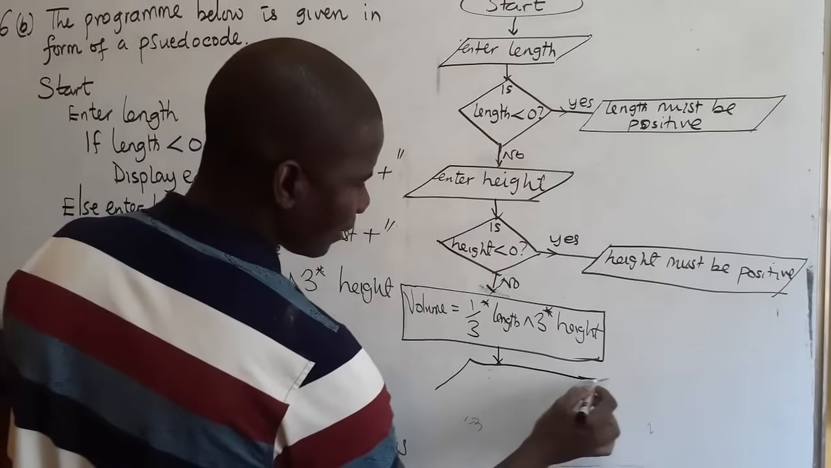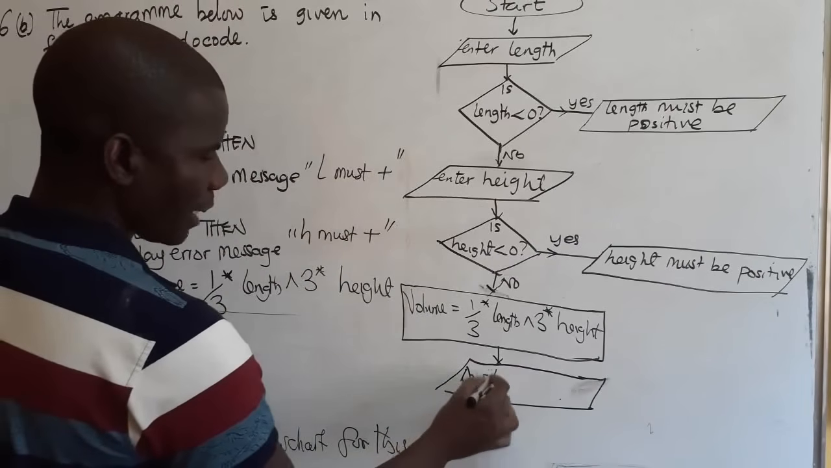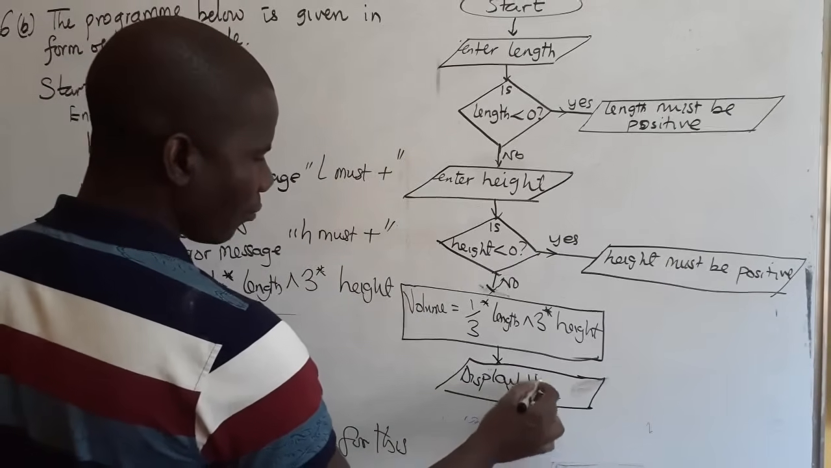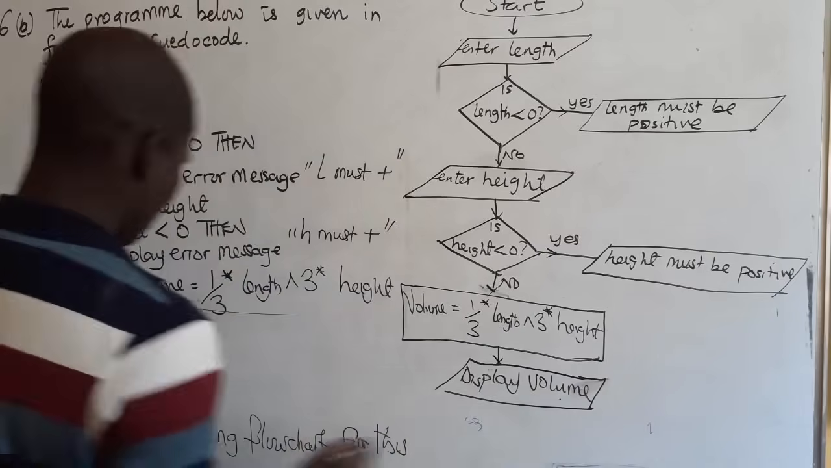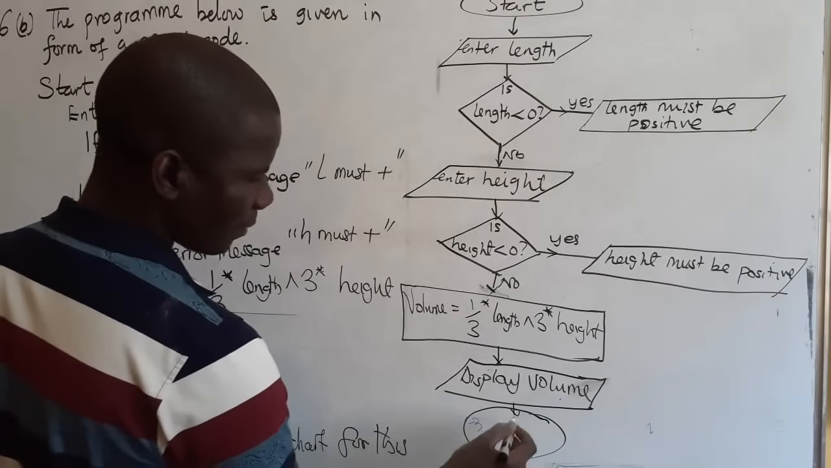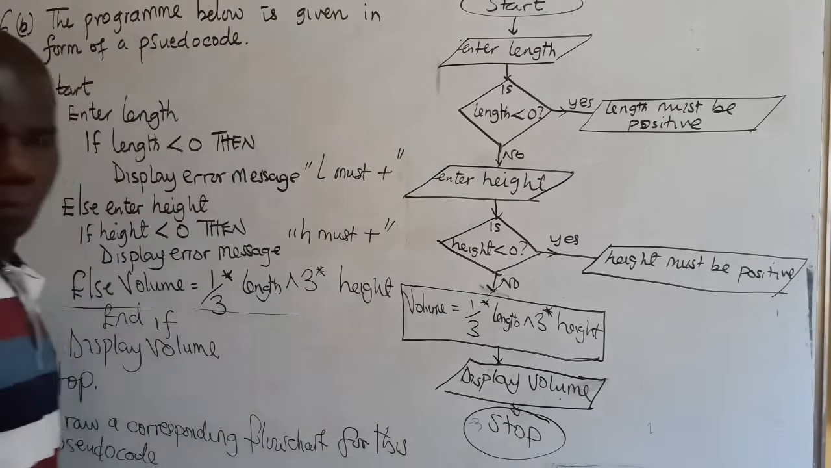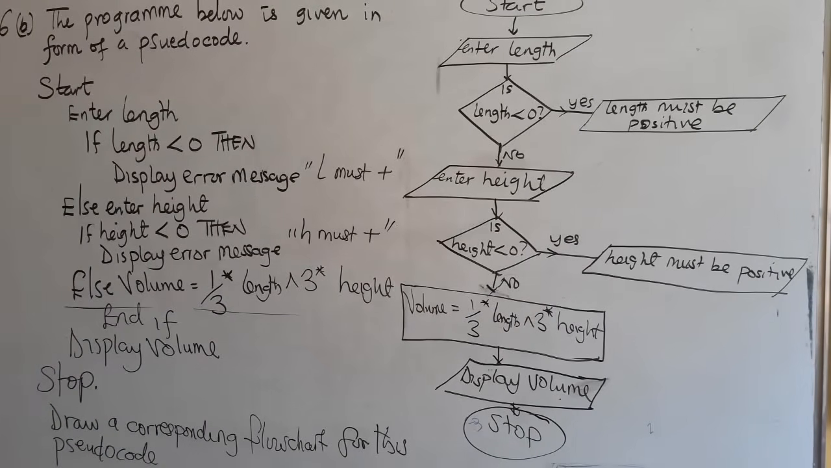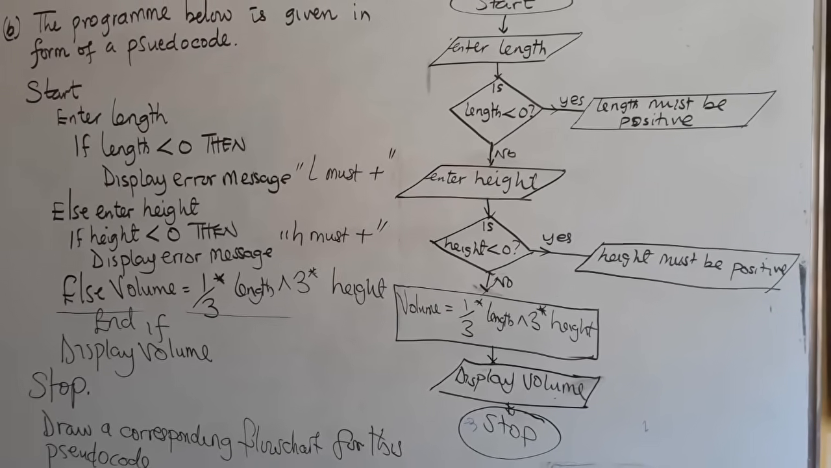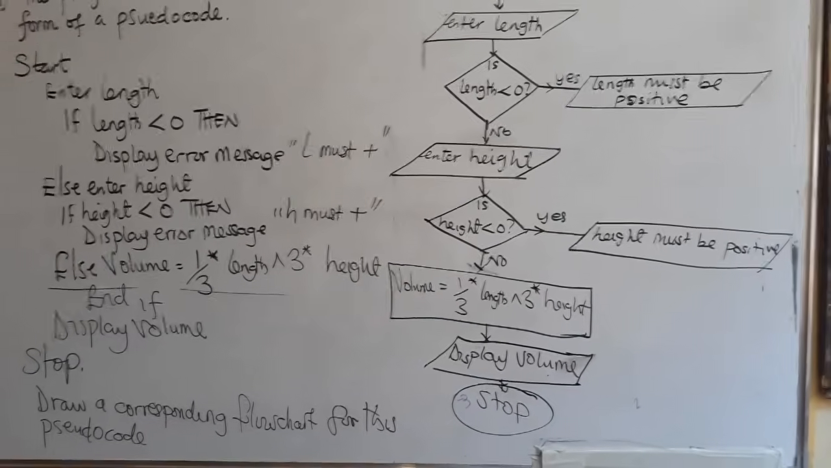Take note of the symbols that I'm using. I think that is what they concentrate on. So here we're going to say display volume. Display volume, which is this part. From display volume, then we have stop. That is the last part there. Start. This is how it's supposed to be here.